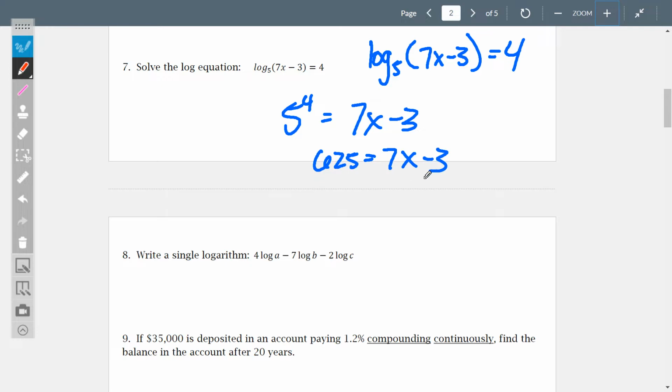Solving this for x, add 3. So 628 is equal to 7x. Divide by 7.